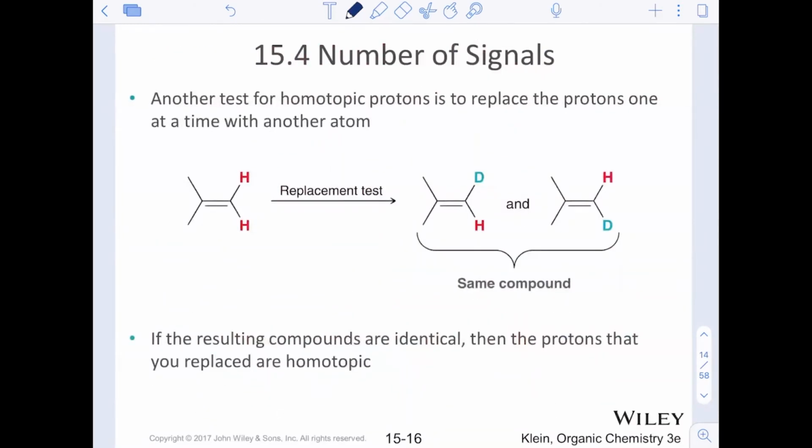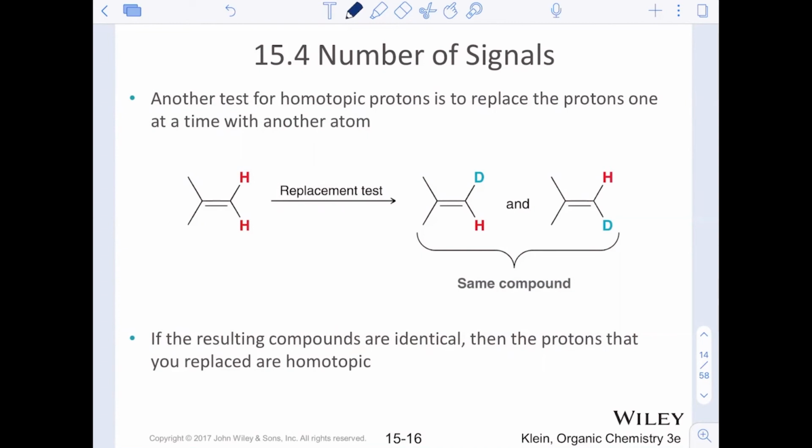Another test for homotopic protons can be the replacement test. We replace with a deuterium. Remember we talked about deuterium before? Deuterium is heavy hydrogen. It's a hydrogen with, instead of one proton in the nucleus, a proton and a neutron in the nucleus. So we often use it for isotopic purposes to distinguish between different compounds. We'll talk a little bit more about using deuterium in reactions when we get into reactions, but think about it as a labeling technique here.